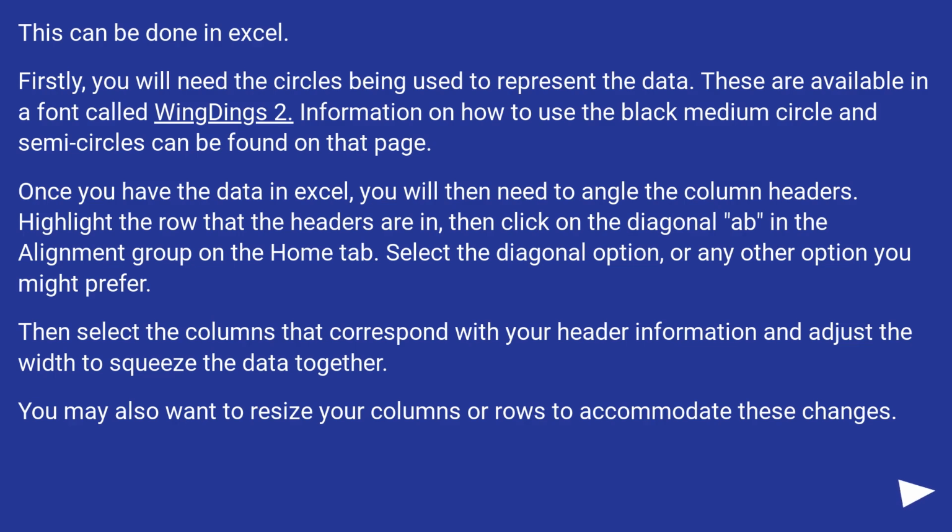Once you have the data in Excel, you will then need to angle the column headers. Highlight the row that the headers are in, then click on the diagonal ab in the alignment group on the Home tab. Select the diagonal option, or any other option you might prefer. Then select the columns that correspond with your header information and adjust the width to squeeze the data together. You may also want to resize your columns or rows to accommodate these changes.